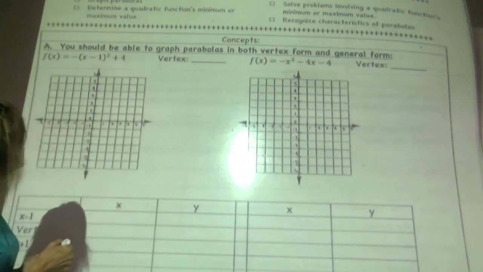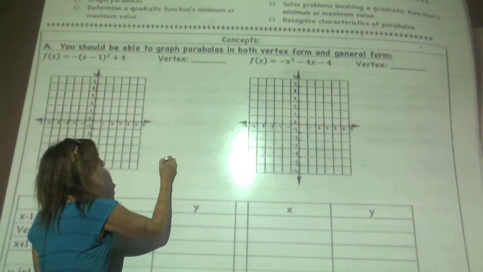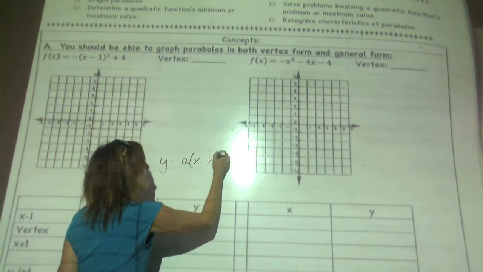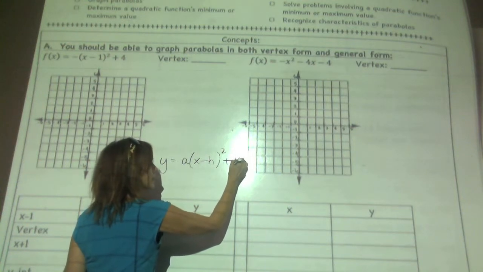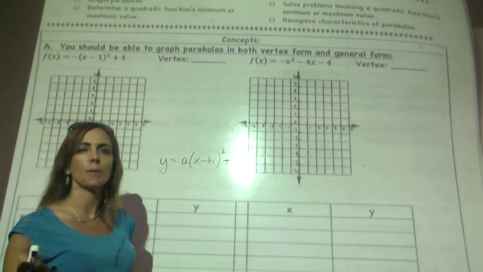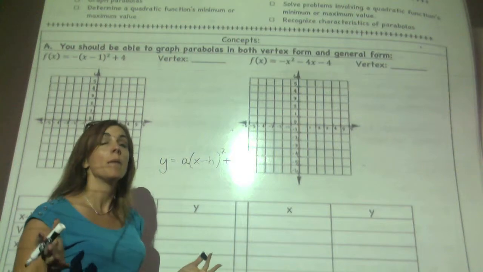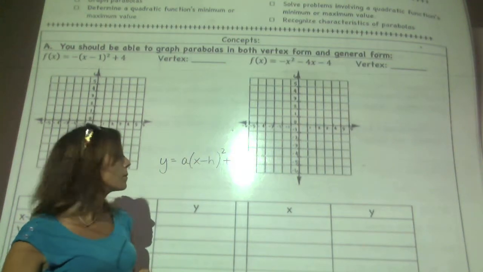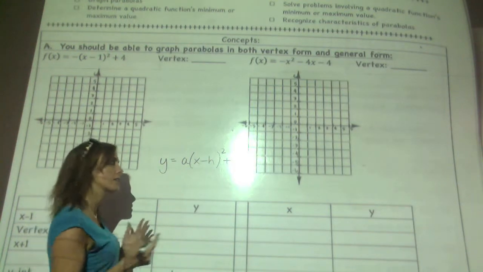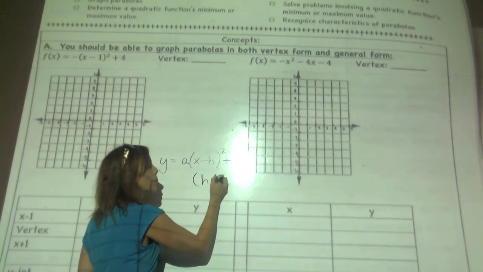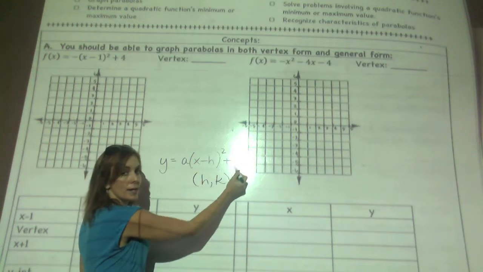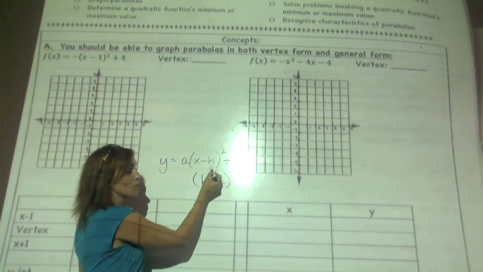One is this form, y is equal to, or f of x is equal to, a times x minus h squared plus k. In your current textbook, it refers to it as standard form, but I've always known it to be vertex form, because the great thing about this is it tells us exactly where the vertex is. The vertex is always at the point h, k. Notice that the y value will remain the same sign, but the x value changes signs.